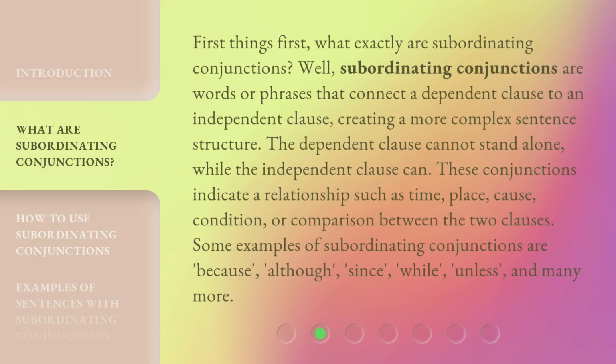First things first, what exactly are subordinating conjunctions? Well, subordinating conjunctions are words or phrases that connect a dependent clause to an independent clause, creating a more complex sentence structure. The dependent clause cannot stand alone, while the independent clause can. These conjunctions indicate a relationship such as time, place, cause, condition, or comparison between the two clauses. Some examples of subordinating conjunctions are because, although, since, while, unless, and many more.